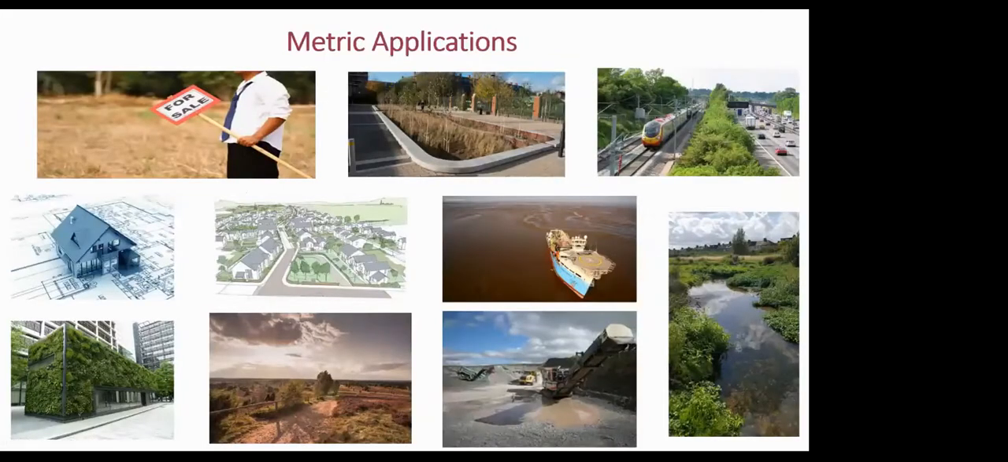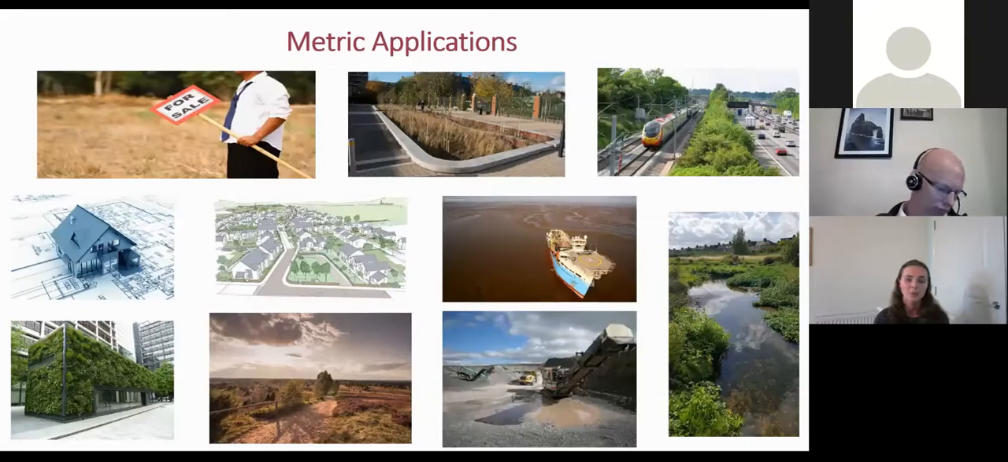So the metric is intended to be used in the initial stages of a development process to quantify the ecological impact of a project and evaluate the impacts of different design options when there is more scope to influence design changes in order to achieve better ecological outcomes.